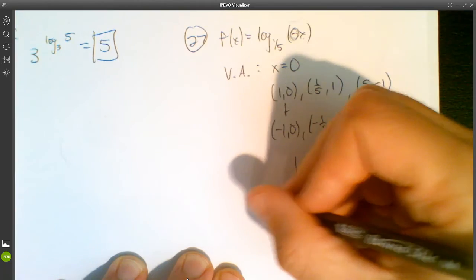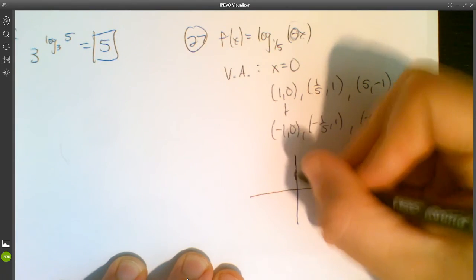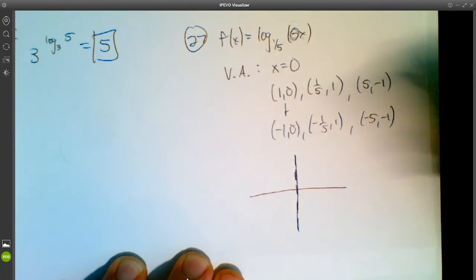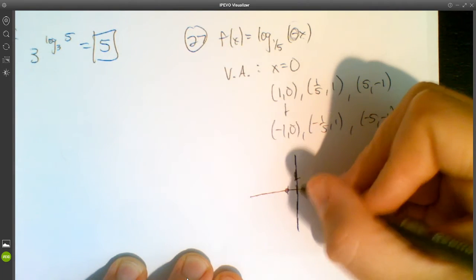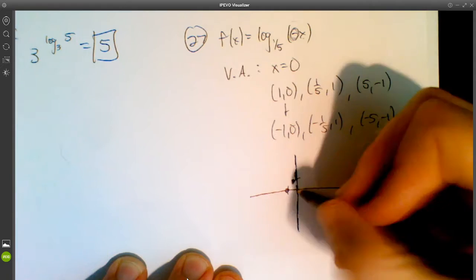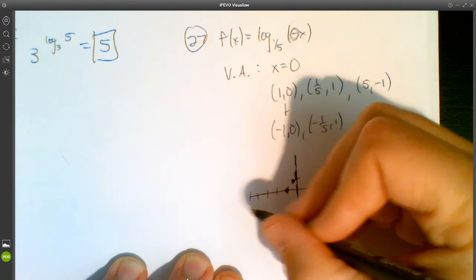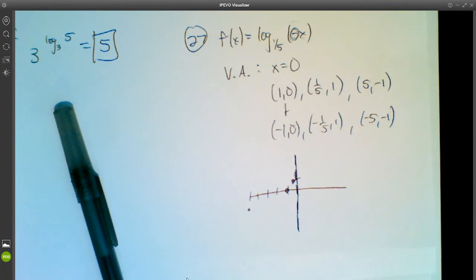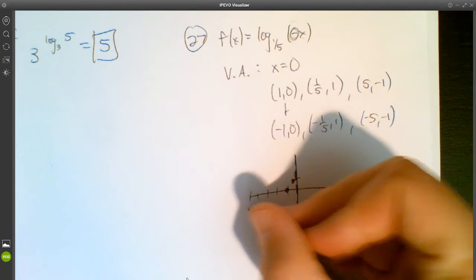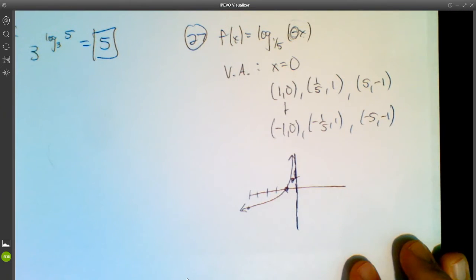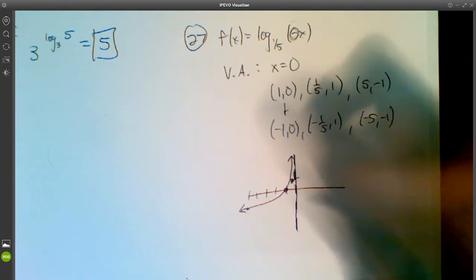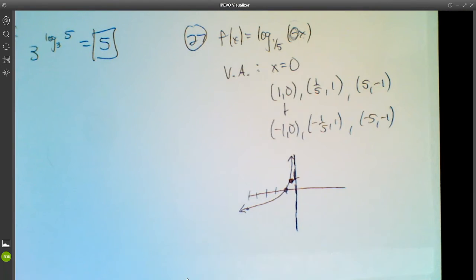Okay, so let's plot those points. We've got this vertical asymptote at 0. Then we're going to go through negative 1, 0, negative 1/5, 1, and then negative 5, negative 1. And so that's going to look something like this, kind of like we suspected it would look. Okay. If you miss your point, just make the point bigger.